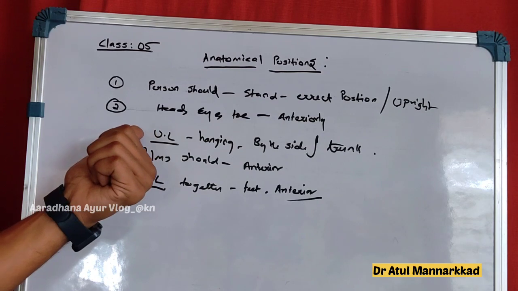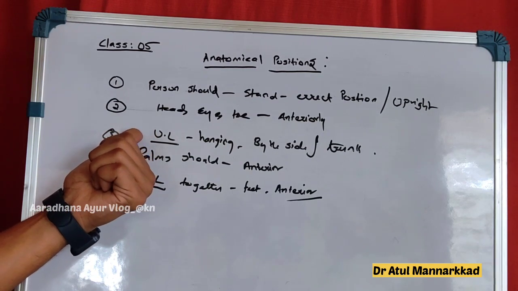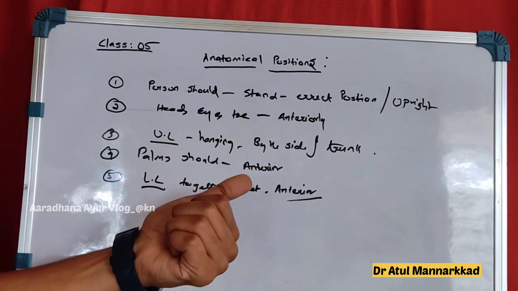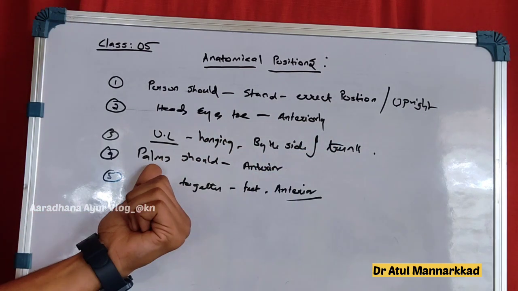Next is the upper limb. Upper limb should be hanging. How? As you can see in the picture, it should be hanging by the side of the trunk. And more importantly, the palms should be anterior.